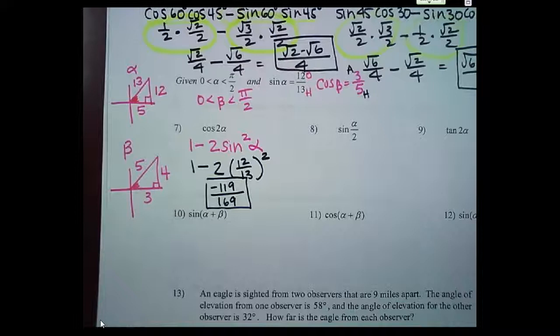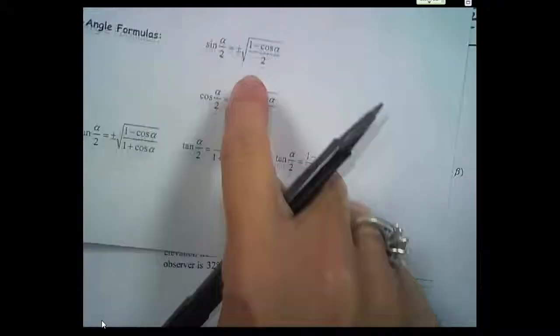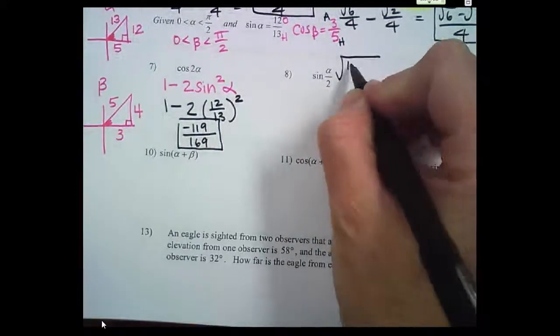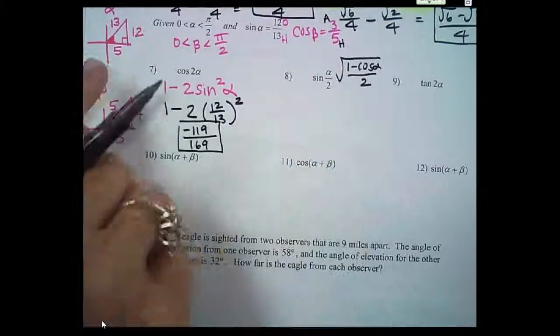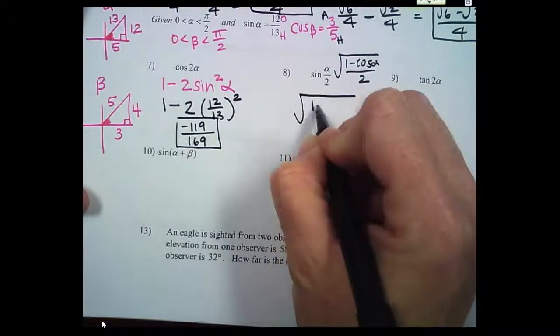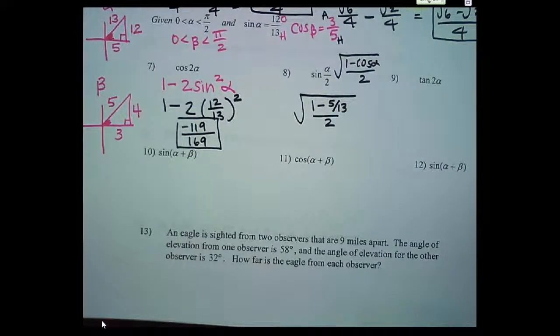Okay, I'm going to give you a few minutes to try 8 and 9. Number 8, sine of alpha over 2. This is the formula you're going to use for it, right here. So the square root of 1 minus cosine of alpha over 2. So all you need is cosine of alpha, which is 5 over 13. So it's the square root of 1 minus 5 over 13 divided by 2. But you have to clean it up. You don't want to leave it like that.